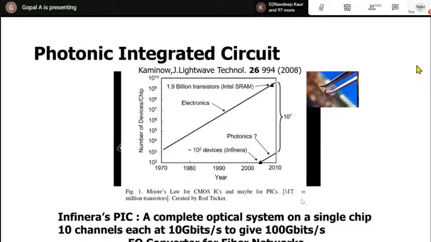The reason is that electronics have hundreds of crores, as I said, 380 crore transistors on the chip. Compared to that, a photonic device has only 1,000 optical components on it. So we need to make these optical circuits compatible with or competing with electronics, and for that we need to pack more and more optical components on the chip.